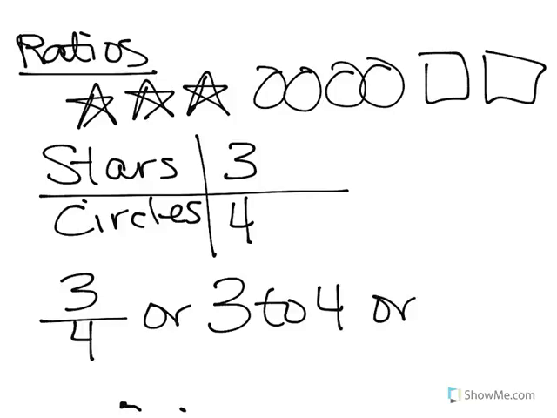Or I can write it in words, or with a colon, 3 to 4. Each time I write it, I must label my parts, and all these mean the same thing: 3 to 4, 3 stars to 4 circles.